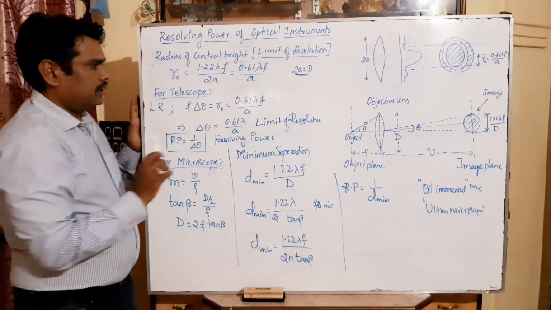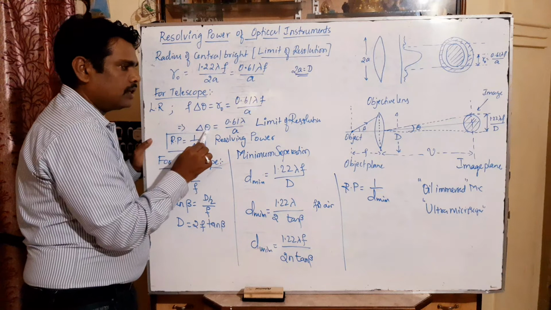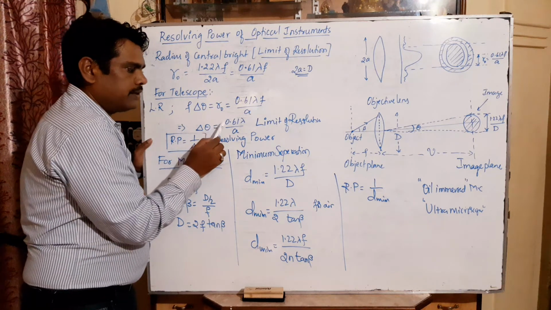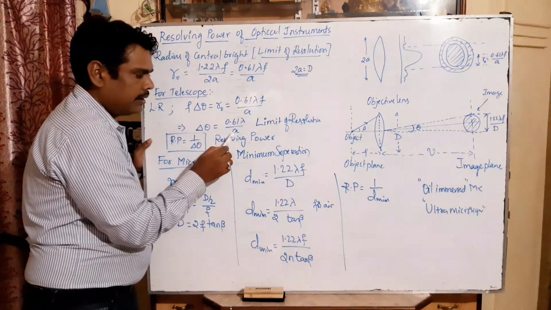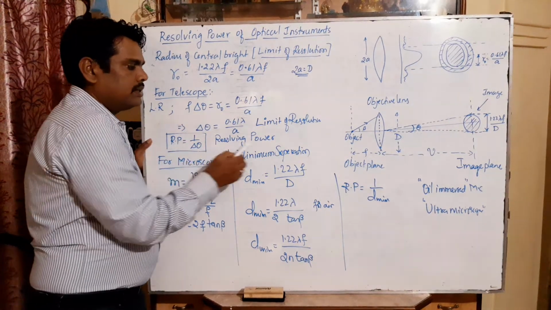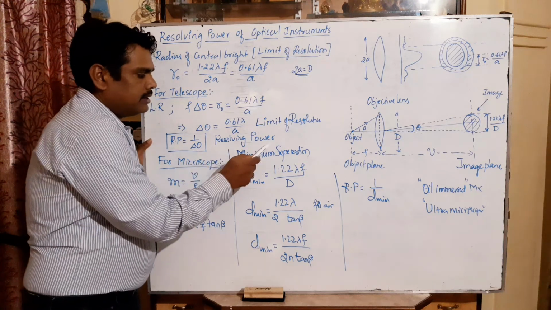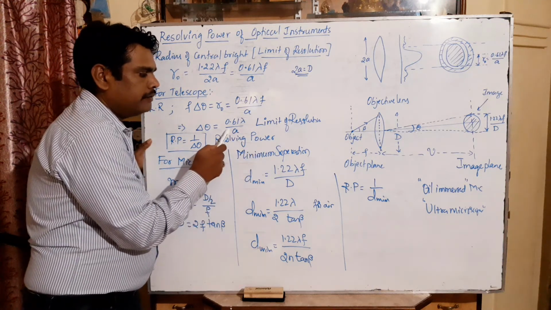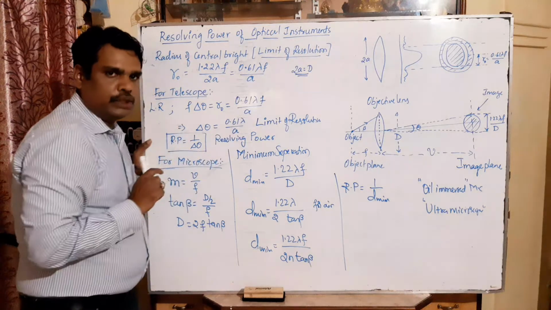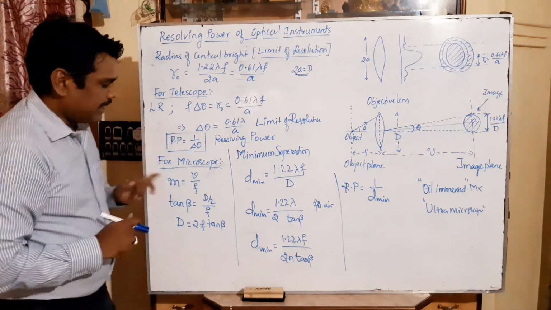I want to repeat that statement once again. For telescope, delta theta is called limit of resolution, whose value is 0.61 lambda by a. The reciprocal of limit of resolution is said to be resolving power. So the factors on which the resolving power depends are the diameter of the aperture and the wavelength of light used. Only two factors in telescope. So let us come to the microscope.